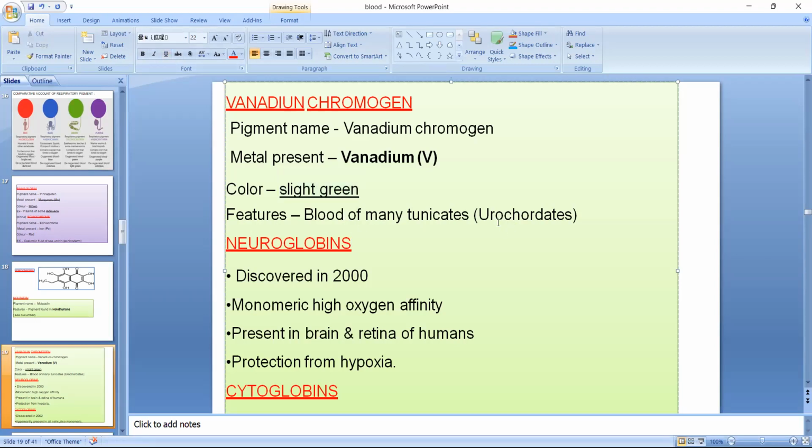Okay, so example, exclusively present in urochordates. Okay, we should remember this. It will come again in the vertebrate study.